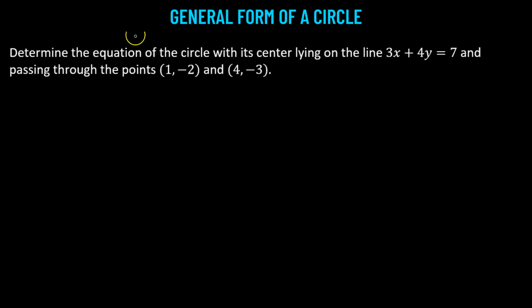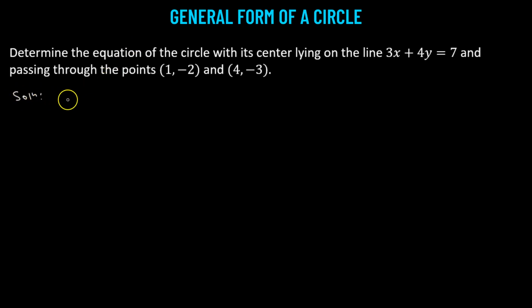So in this problem, we need to determine the equation of a circle with its center lying on the line 3x + 4y = 7, and it passes through the points (1, -2) and (4, -3). We'll begin by first considering the equation of a circle.